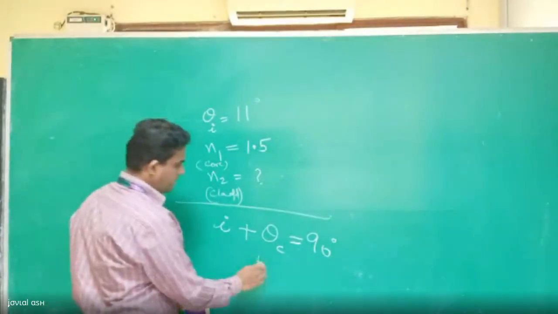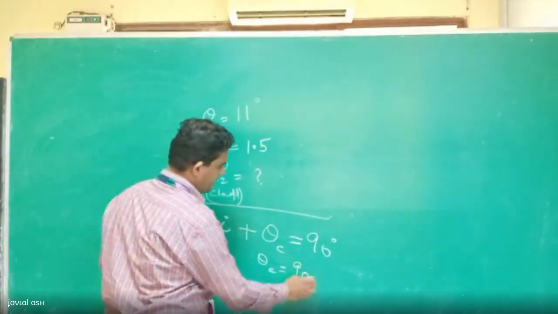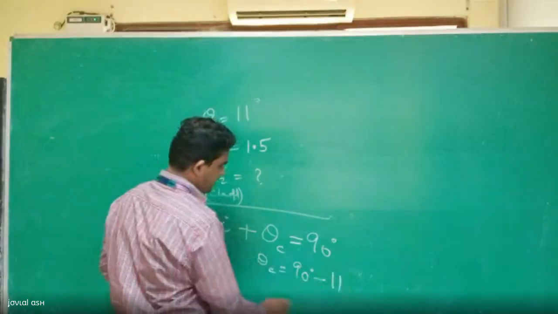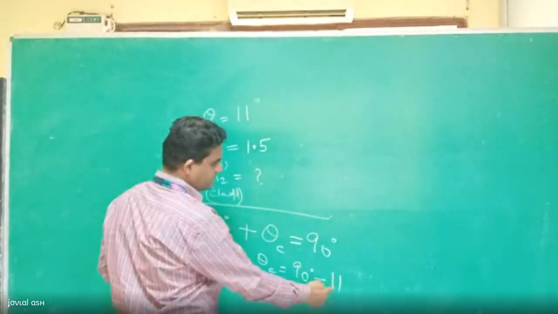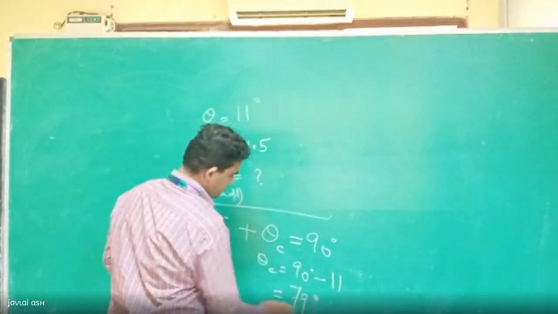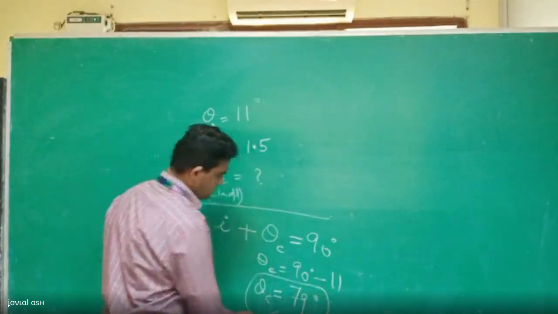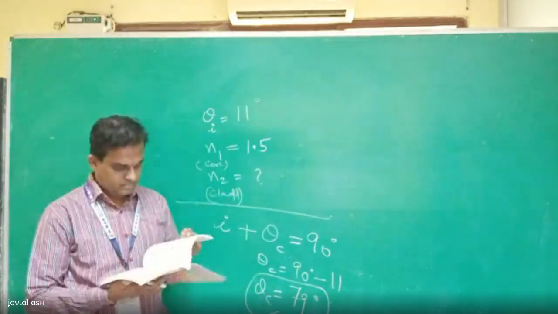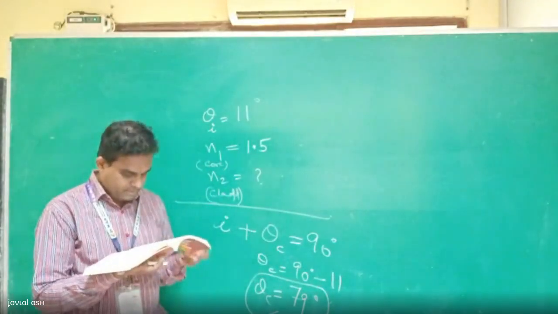So you have to calculate your critical angle. The critical angle is 90 degrees minus the incident angle, which is 11 degrees. So you get 90 minus 11, that is 79. So the critical angle is 79 degrees from the given data.